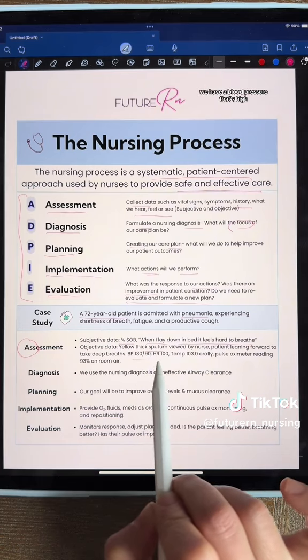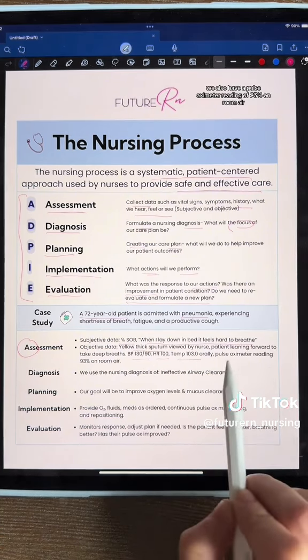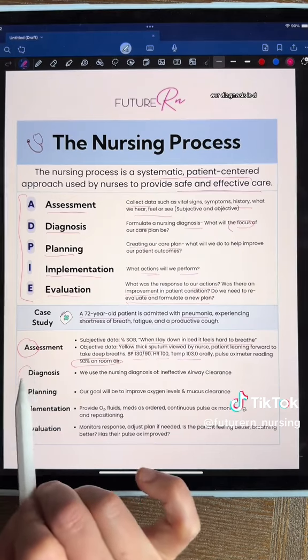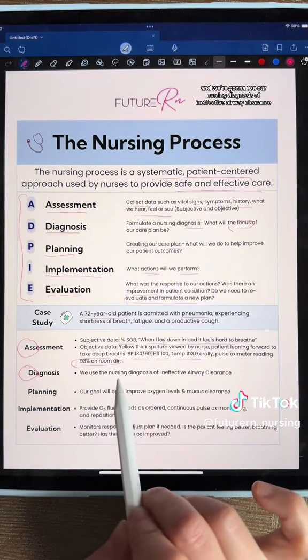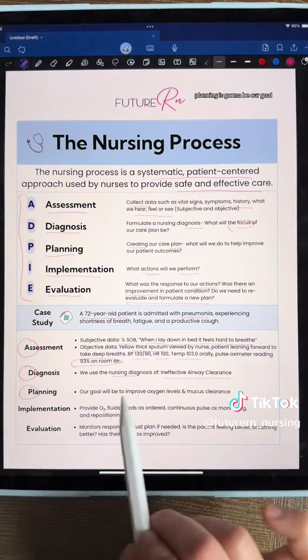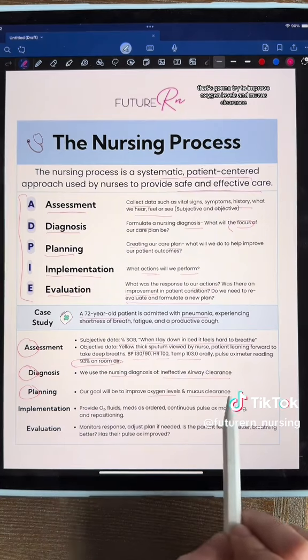We have a blood pressure that's high, a heart rate that's 100, and a temperature that's 103 orally. We also have a pulse oximeter reading of 93% on room air. Our diagnosis is D, and we're going to use our nursing diagnosis of ineffective airway clearance. Planning is going to be our goal that's going to try to improve oxygen levels and mucus clearance.